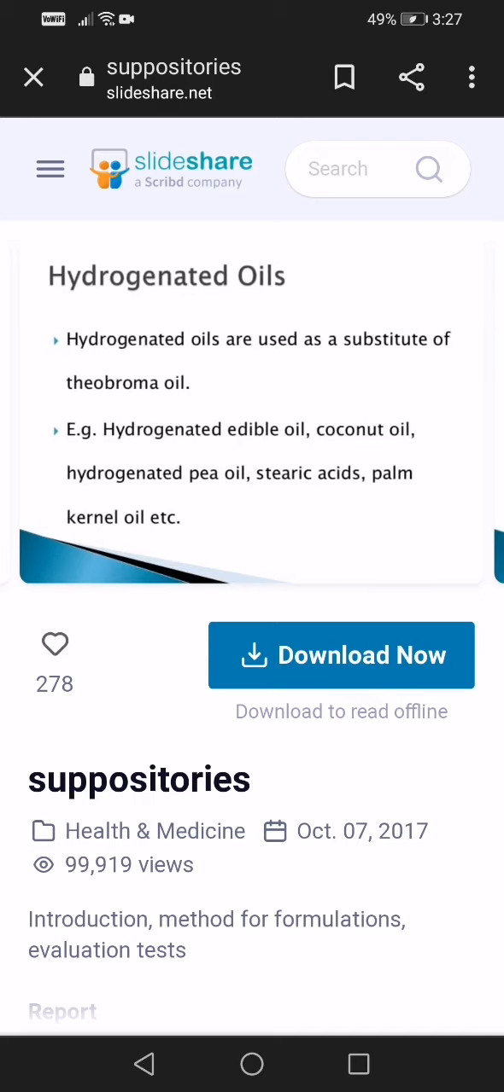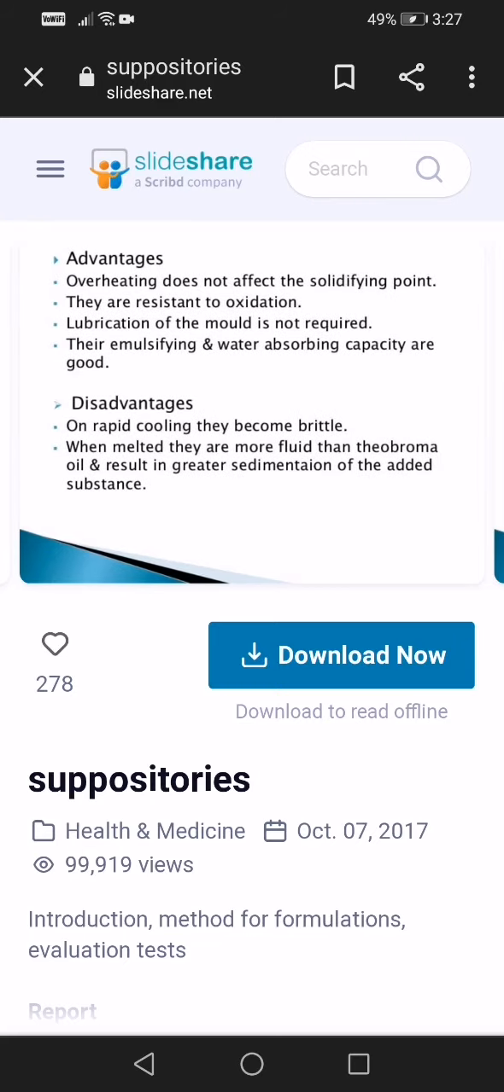And coming to the hydrogenated oils, hydrogenated oils are used as a substitute for theobroma oil. Examples are hydrogenated edible oil, coconut oil, hydrogenated pea oil, stearic acid and palm kernel oil. So what are the advantages and disadvantages of this? Overheating does not affect the solidifying point. They are resistant to oxidation. Lubrication of the mold is not required. Their emulsifying and water absorbing capacity are good. So these are the advantages.